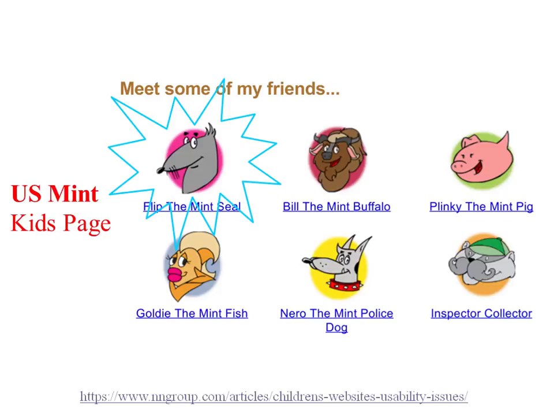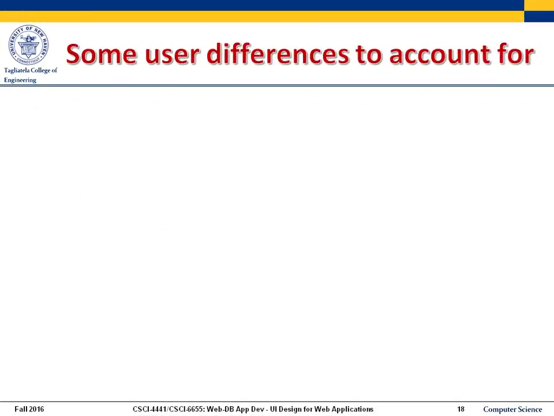Anyway, if you're interested in such things, in your PDF file, click on this. It happens to be a Nielsen Norman Group article. They haven't written every article on user interfaces, but a lot of interesting ones. Children's websites, usability issues. But obviously, there are different users, different targets, different goals.